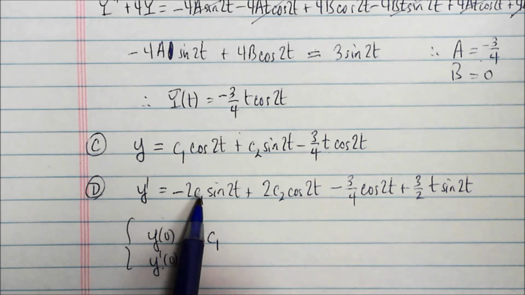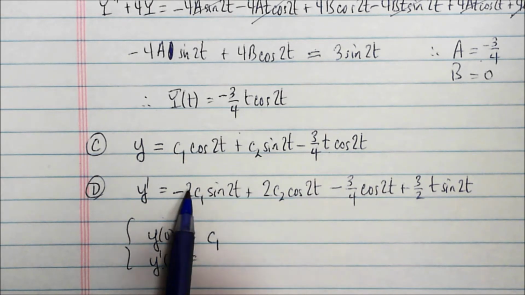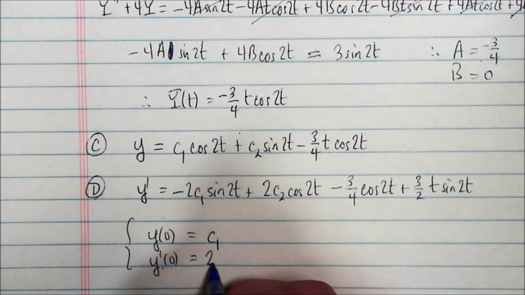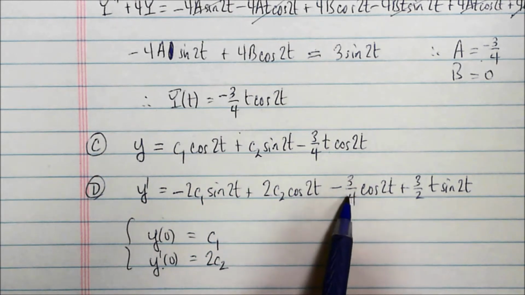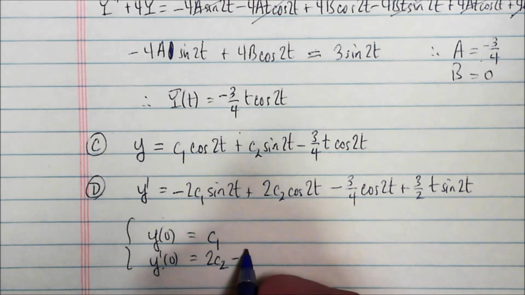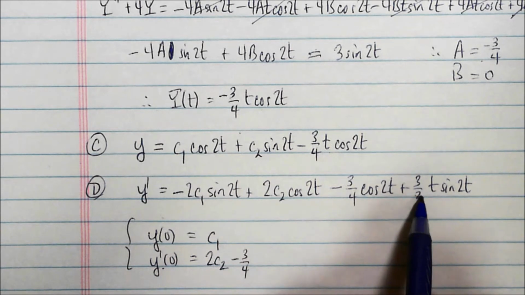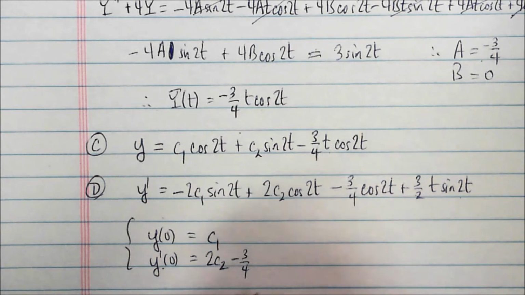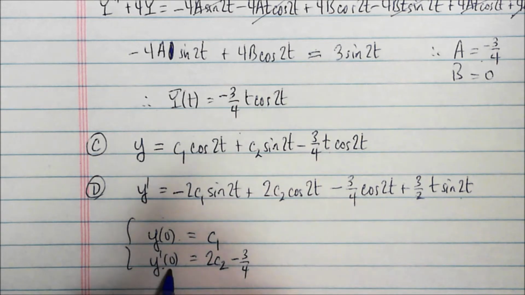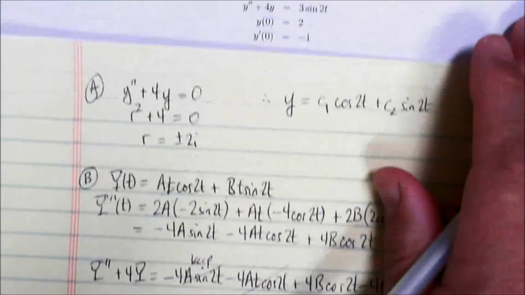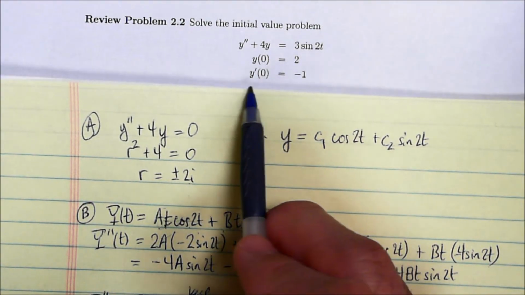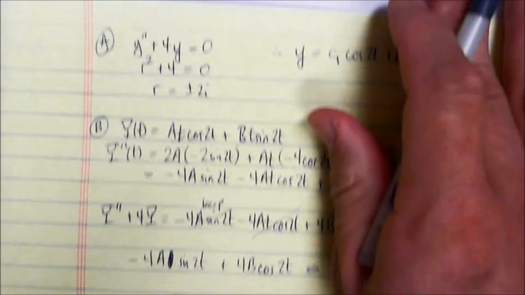If I plug 0 into y prime, well, that goes away. Here I get 2C2. If I plug 0 into here, I get minus 3/4. And if I plug 0 into here, I get 0 again. So that's y of 0 and y prime of 0. And I use my initial conditions that y of 0 is supposed to be equal to 2, y prime of 0 equals negative 1.